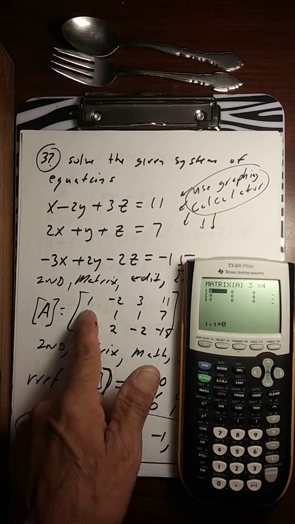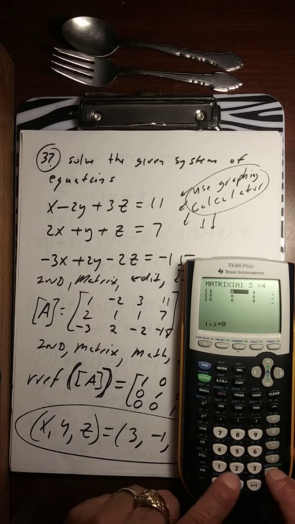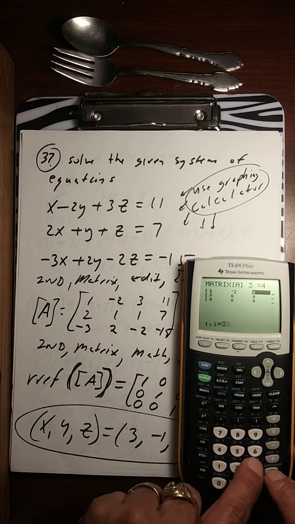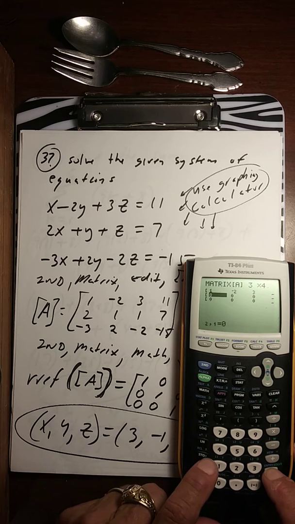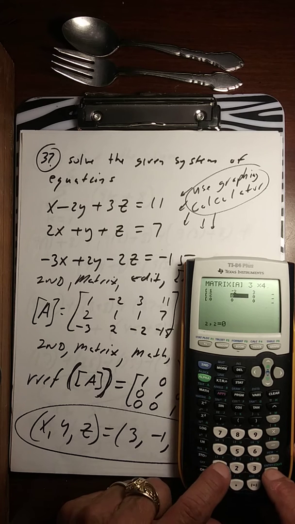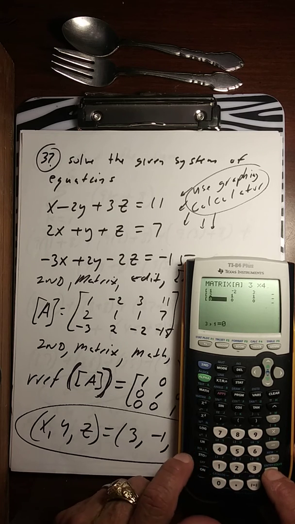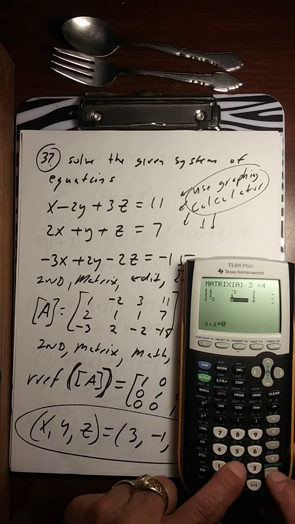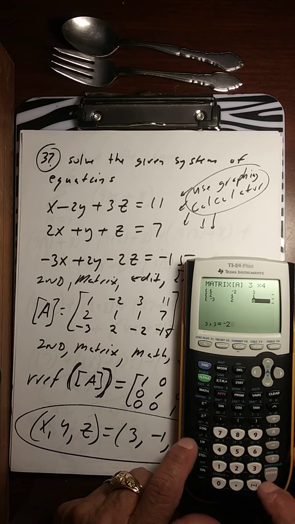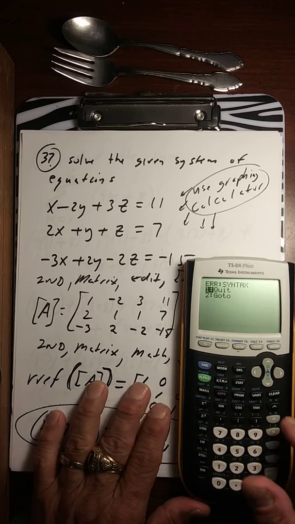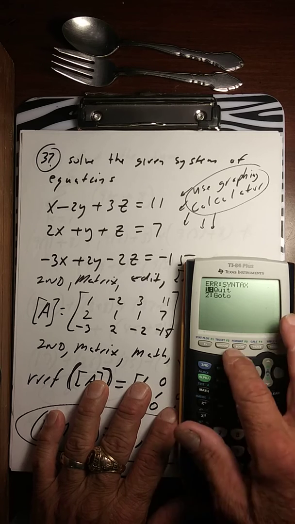Put the numbers in. We have 1. We have -2. We have 3. We have 11. We have 2, 1, 1, 7, and -3, 2, and -2, and -15. Error. Let's see what we did wrong.